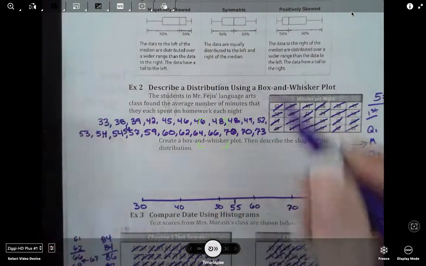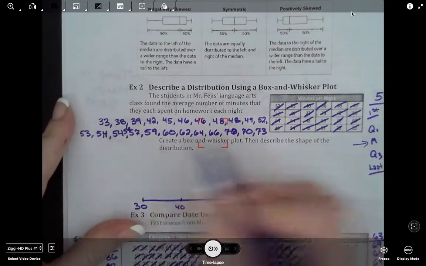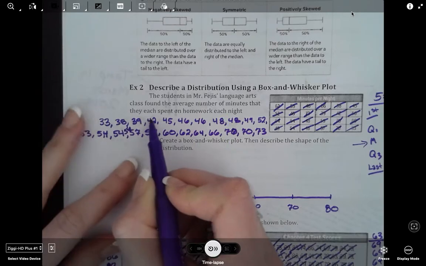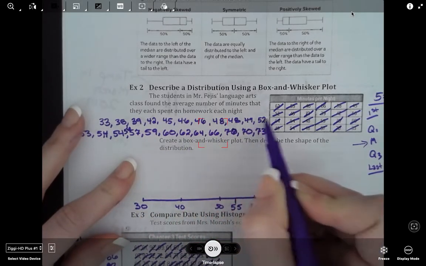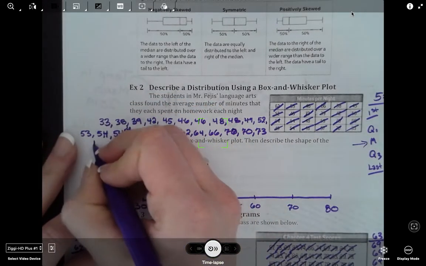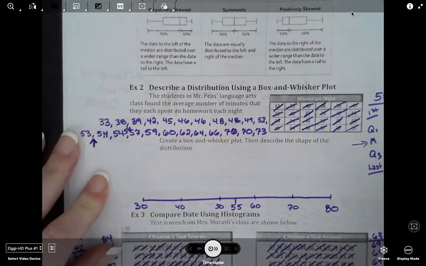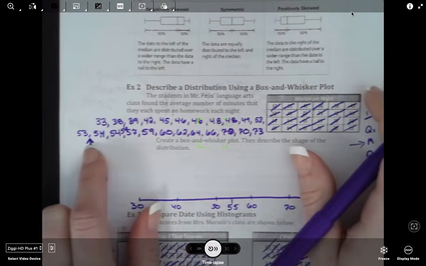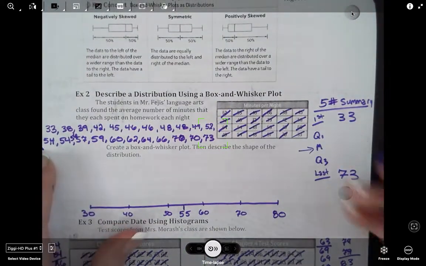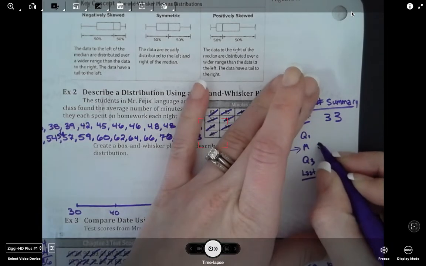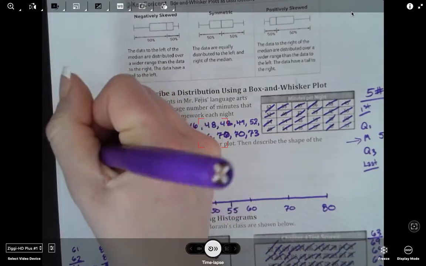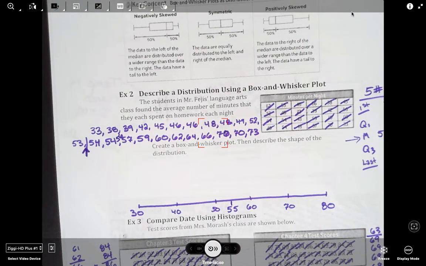If you want to cross, cross, cross, you can. But since there's 24 numbers, it would be between the 12th and 13th number. So 1, 2, 3, 4, 5, 6, 7, 8, 9, 10, 11, 12, and 13. Right here is my median, right between 53 and 54. So what is the median? 53.5. 53.5 is going to be my median, right here in the middle. I'm going to do this in a different color.